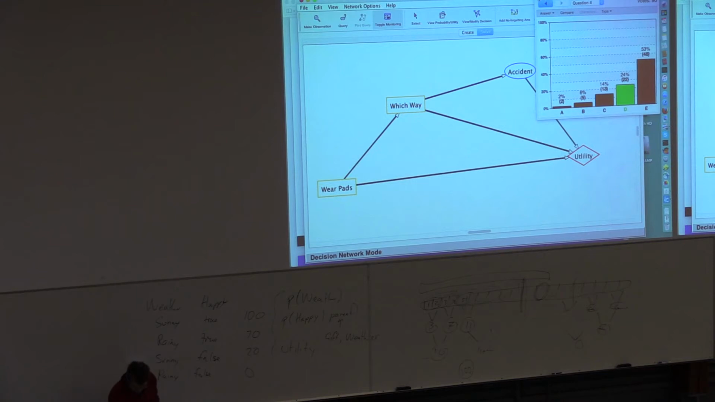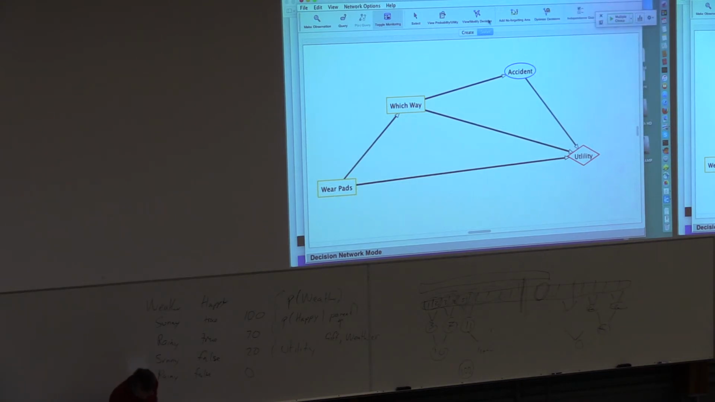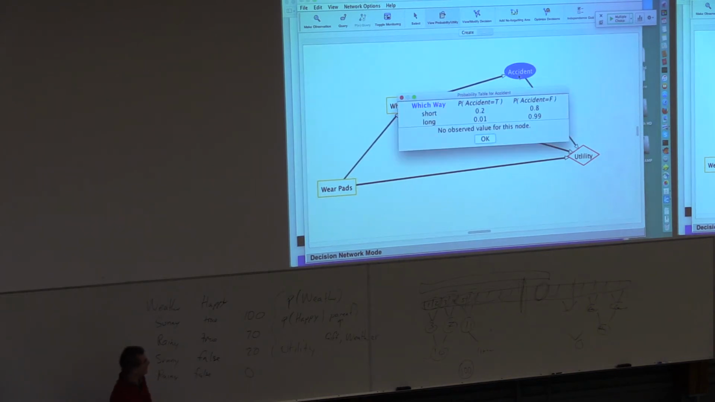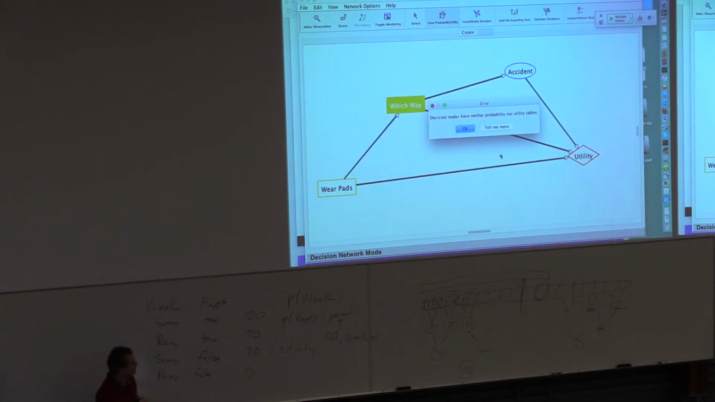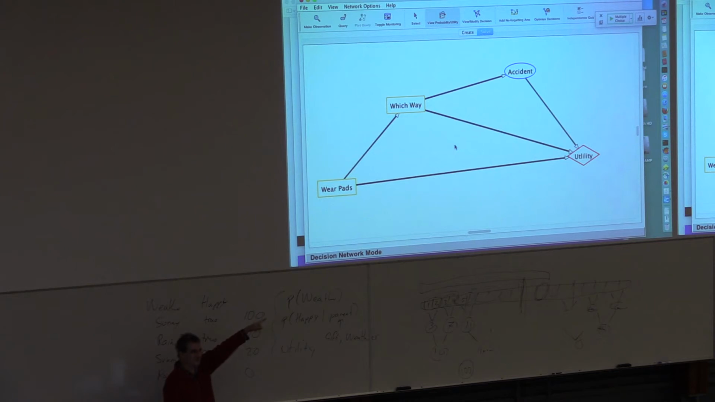If I look at this factor, there's a factor for the probability of an accident given which way you go. There's a factor for utility that specifies these other ones. But there's no factor associated with which way or where pads. It's not as though I get to choose, I've got to choose these values for them. Right? So there are factors for the probabilities and a factor for utility. Just remember that, okay?